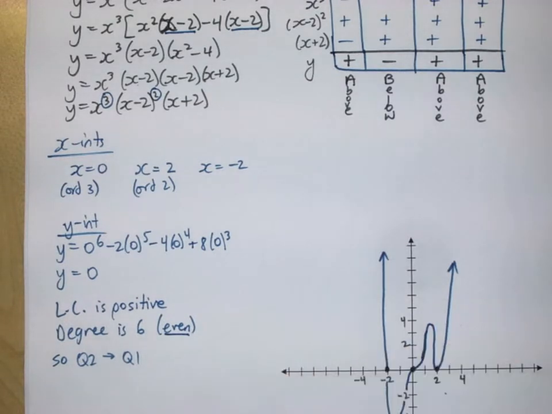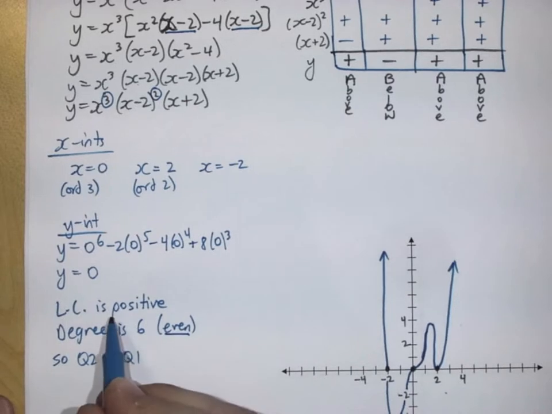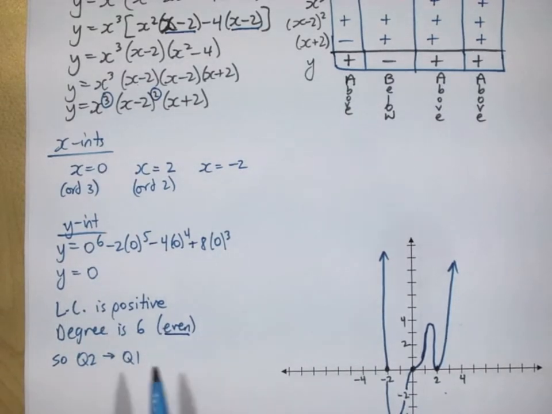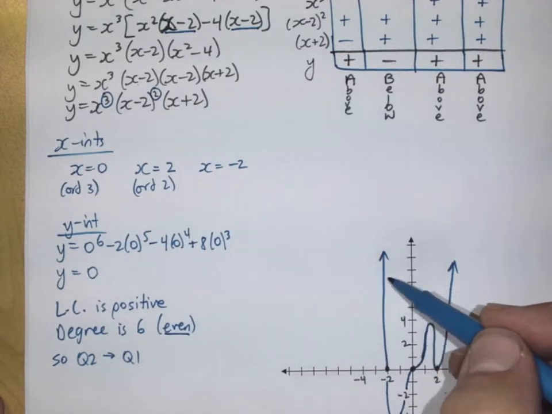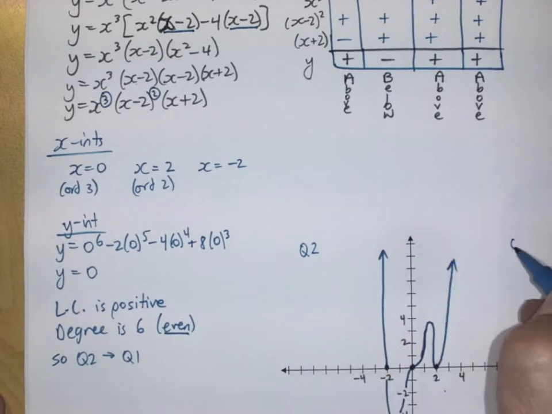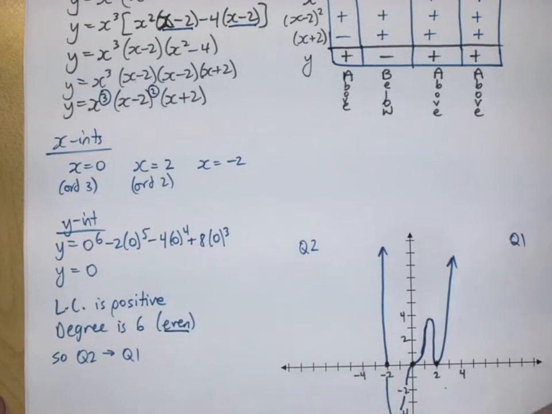They either open up or they open down. And if this leading coefficient is positive, this is definitely opening up. So I wrote from Q2 to Q1, meaning from this quadrant, Q2, starting here, ending here at quadrant 1, as opposed to Q3 to Q4 down here.